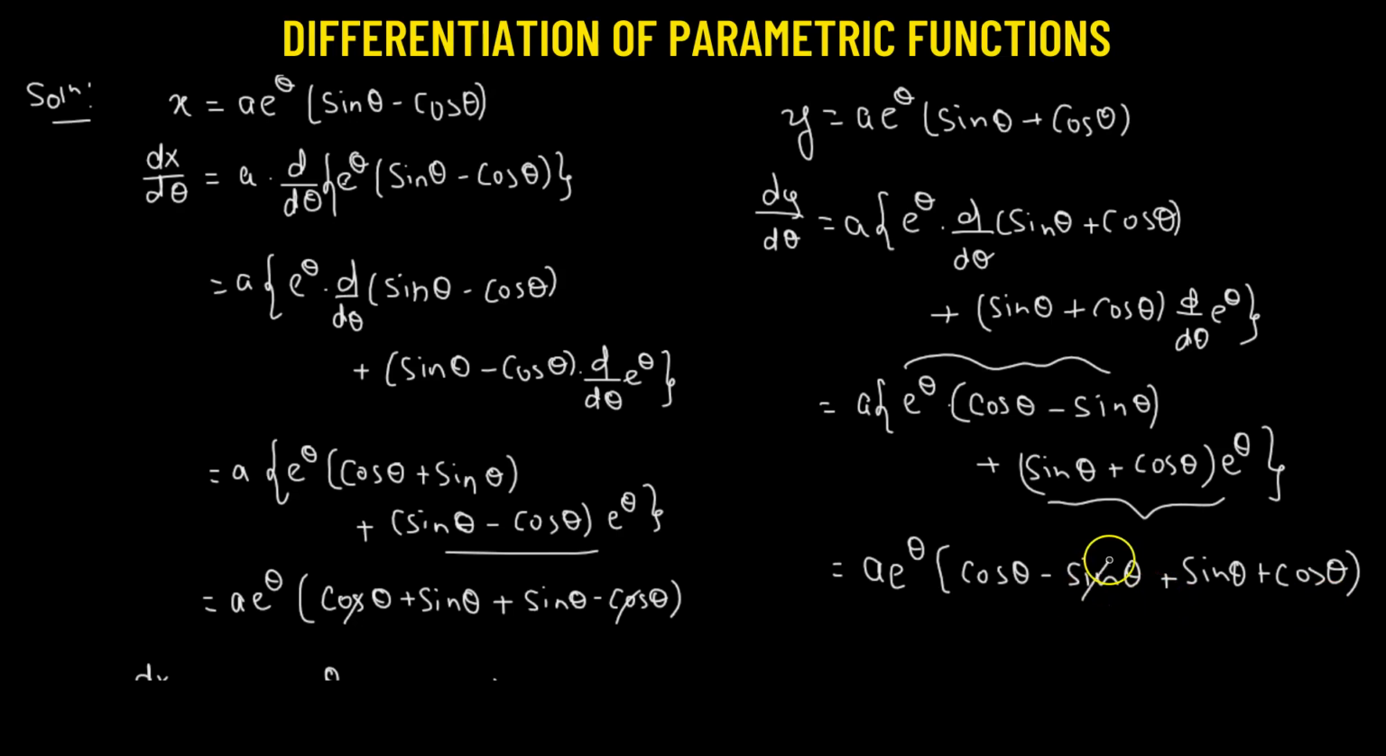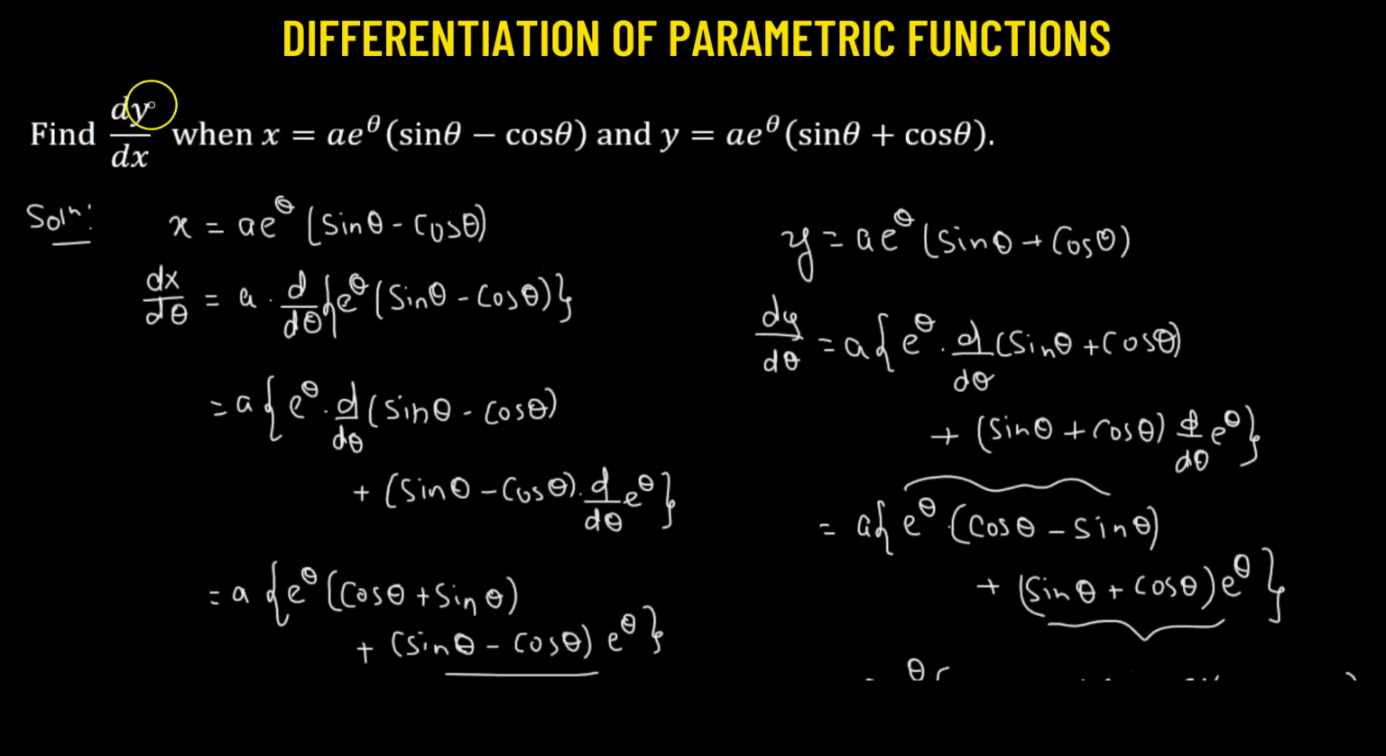Right. So now we see the negative sine theta and positive sine theta cancel out, and this leaves us with a e raised to the power of theta. So cosine theta plus cosine theta will be 2 times cosine theta. So we have obtained the value of the derivative of y with respect to theta as well. We're going to label this as equation number 2.